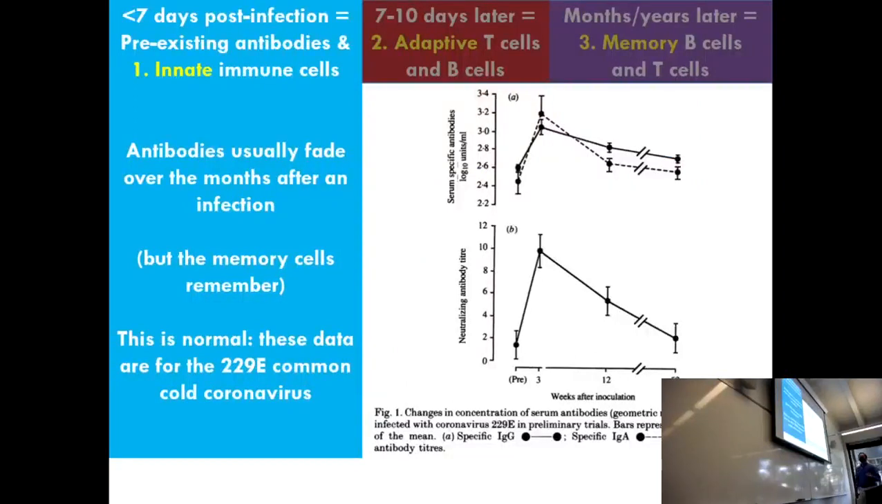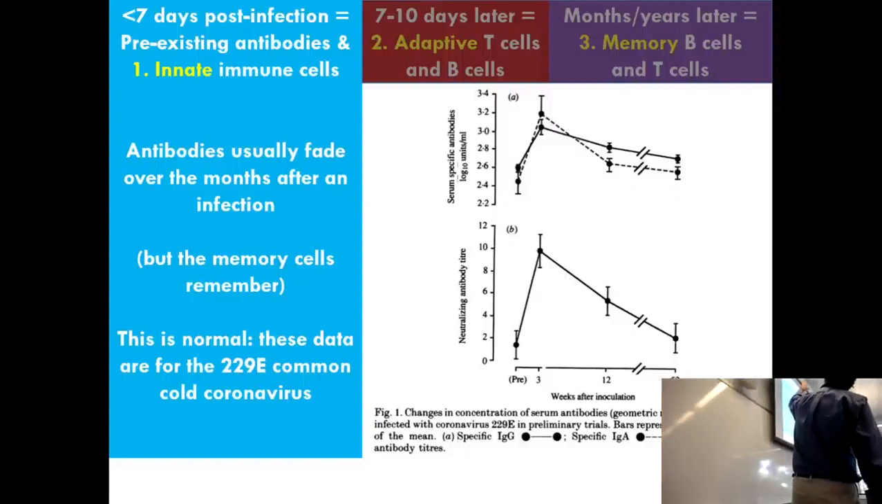So we've got to remember the immune system has multiple areas. In fact, 3 of the branches, we've talked about one of them. We've talked about antibodies, which are made by B cells. But then you've got 2 other branches other than antibodies. You've got innate immune cells, and whatever antibodies are actually there, and it's normal for antibodies to fade over the months after infection. This is something that shows a coronavirus infection, and it shows that the antibodies go up after infection, and then by 12 weeks after inoculation, you see they're dropping because the virus is not around anymore.